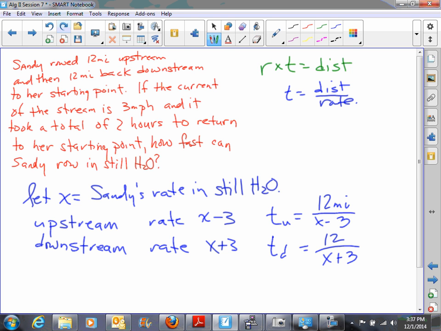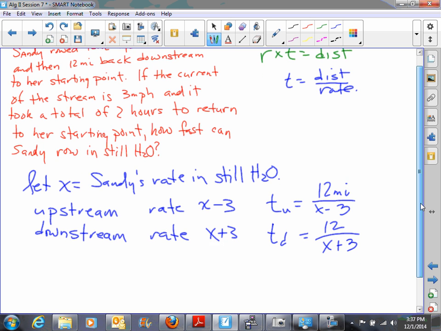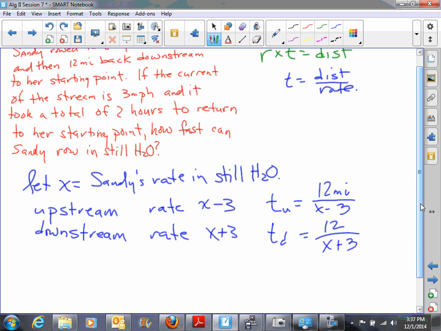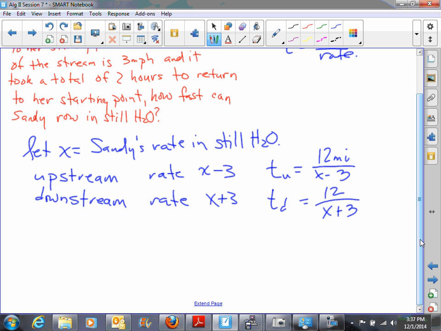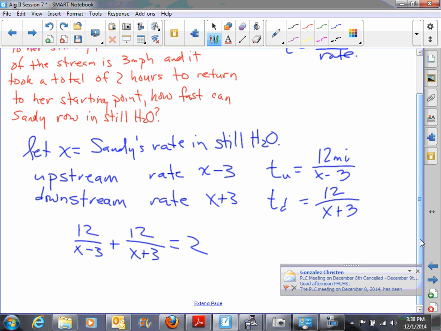Now, the time up plus the time down is going to be 2 hours. If you look back there, it took a total of 2 hours to return to her starting point. So 12 over x minus 3 plus 12 over x plus 3 is going to be equal to 2. And there's the equation. Notice it happened pretty easily because we used rate times time is equal to distance, and then we expressed things in terms of the variable we wanted to know, Sandy's rate in still water.